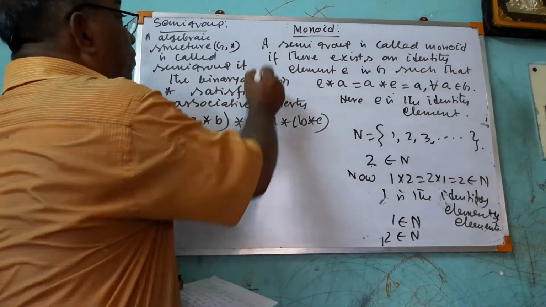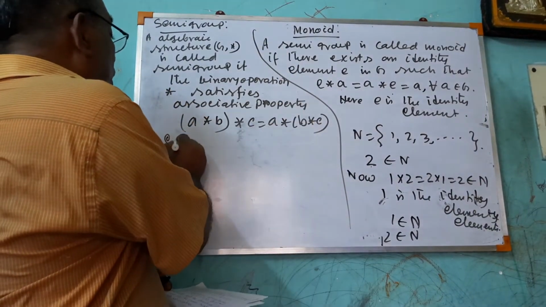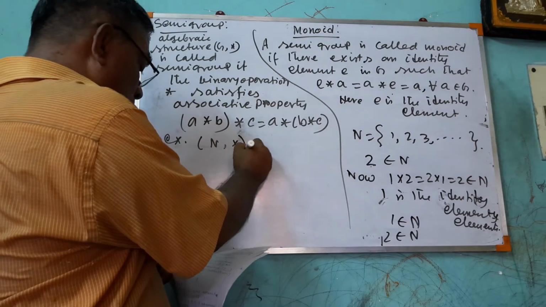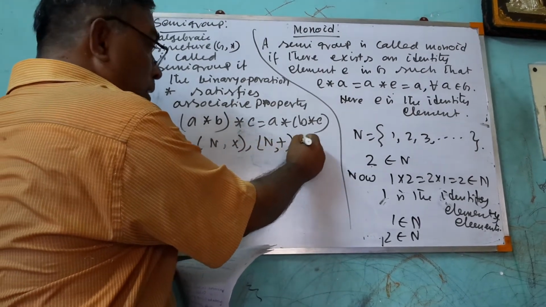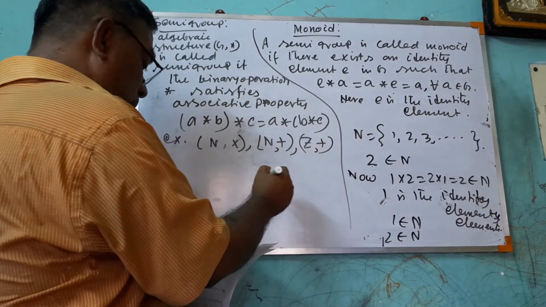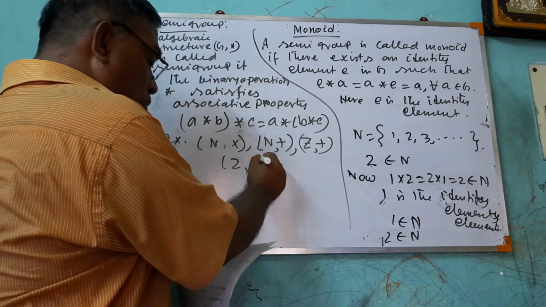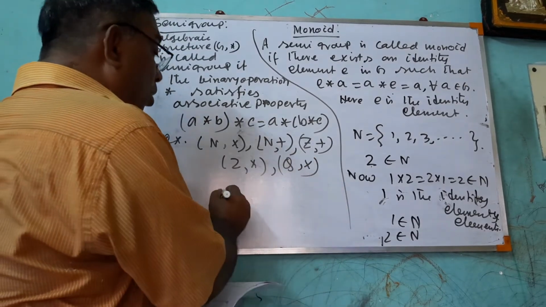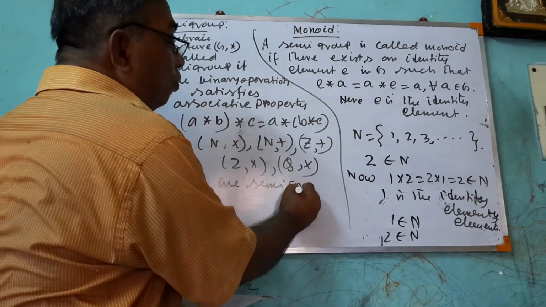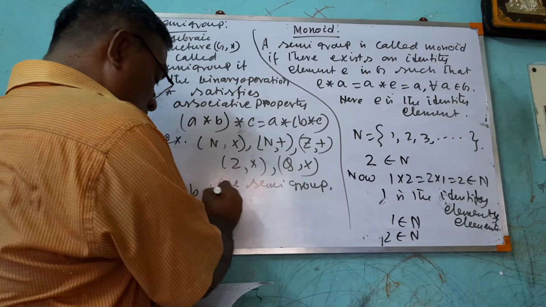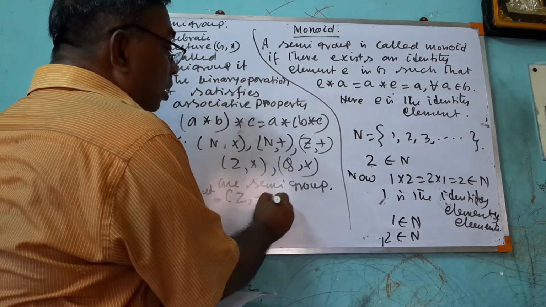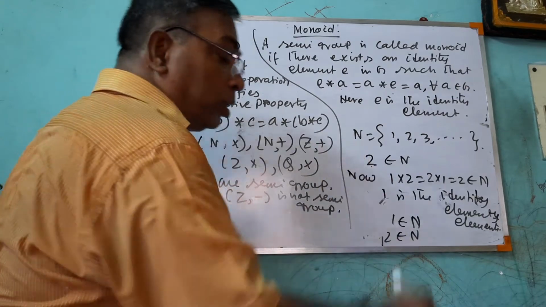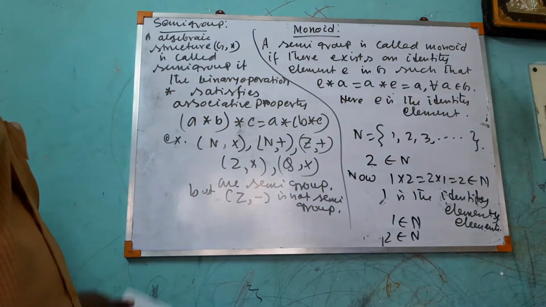So, for example, examples of a semi-group: N cross, N plus, Z plus, Z into, Q into, R are semi-groups. But Z minus is not a semi-group.